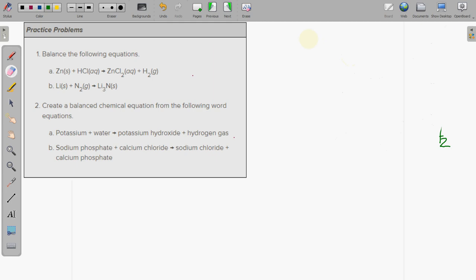All right. So for the next one, we have lithium plus nitrogen gas. Nitrogen is a diatomic molecule. That's why it's N2. And that produces lithium nitride. Okay. And so now we need to balance that. So we're going to list our elements, lithium and nitrogen. I have 1 and 2 and 3 and 1.